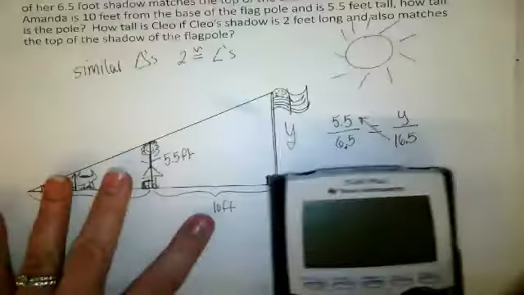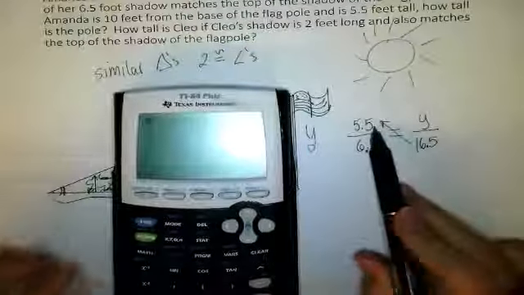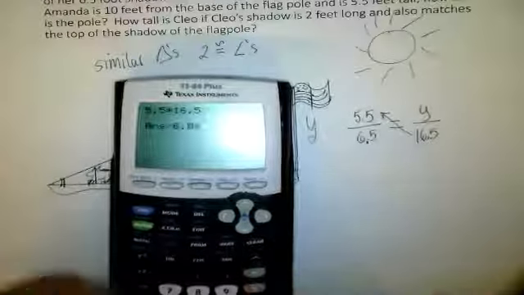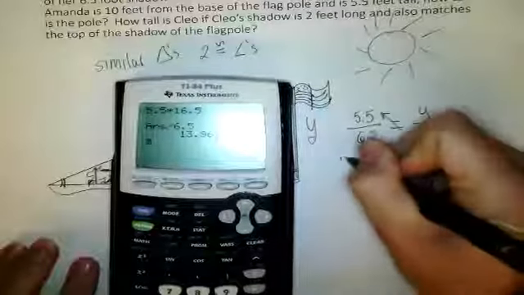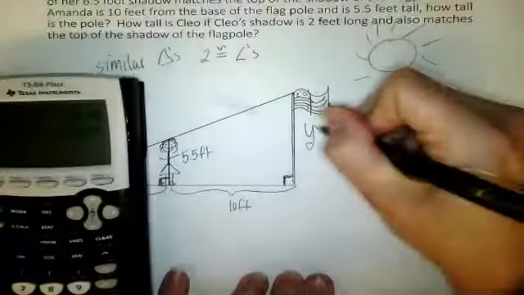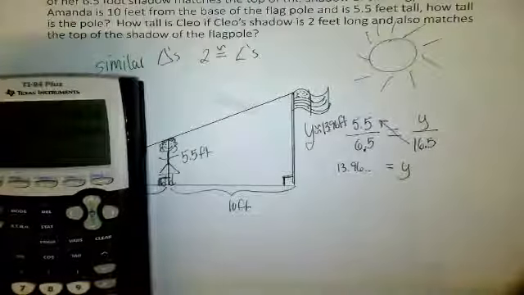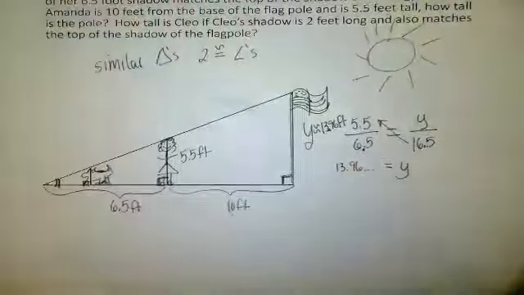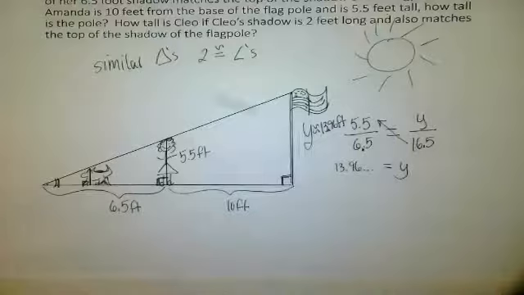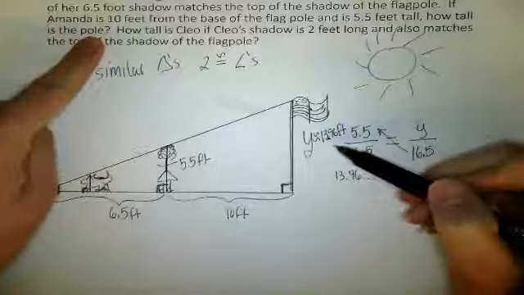Okay. All right. So I'm going to go ahead and just multiply that 16.5 to the other side. So 5.5 times 16.5 divided by 6.5 and I get y equals 13.96, and so on. So this flagpole is approximately 14 feet tall. Pretty reasonable height there. Okay. Wait. So you still divided by 6.5? Yeah. Okay. So then, how tall is the pole? It's not quite 14 feet tall.